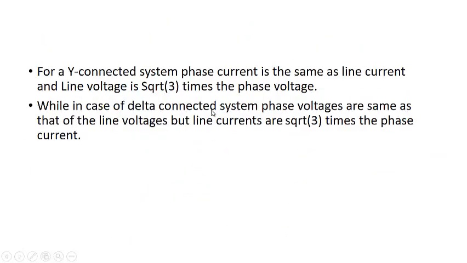So in case of a delta connected system, phase voltages are the same as the line voltages. Please try to remember this. I have not shown this here. It is already mentioned in the book. If you are interested, you can go through this. Phase voltages are the same as the line voltages, but line currents are square root of 3 times the phase currents.